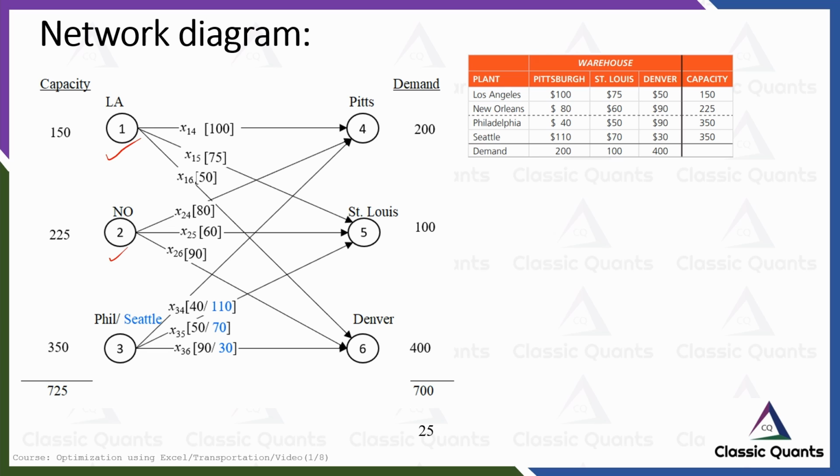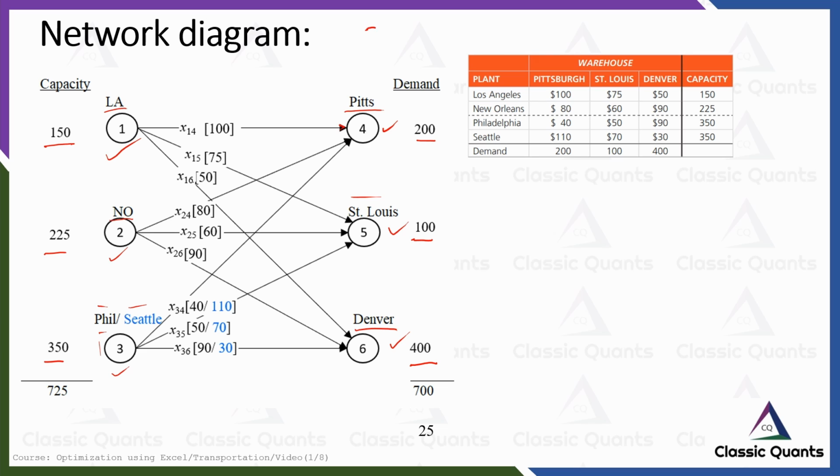See, these three nodes are the supply nodes. This is for Los Angeles, this is for New Orleans, and this particular node is for Philadelphia or Seattle. Either Philadelphia or Seattle. This is an either or situation, as I told you earlier. Okay, and these three nodes 4, 5 and 6 are the demand centers: Pittsburgh, St. Louis and Denver. And these are the demand figures, these are the capacity figures. And what is an arc?